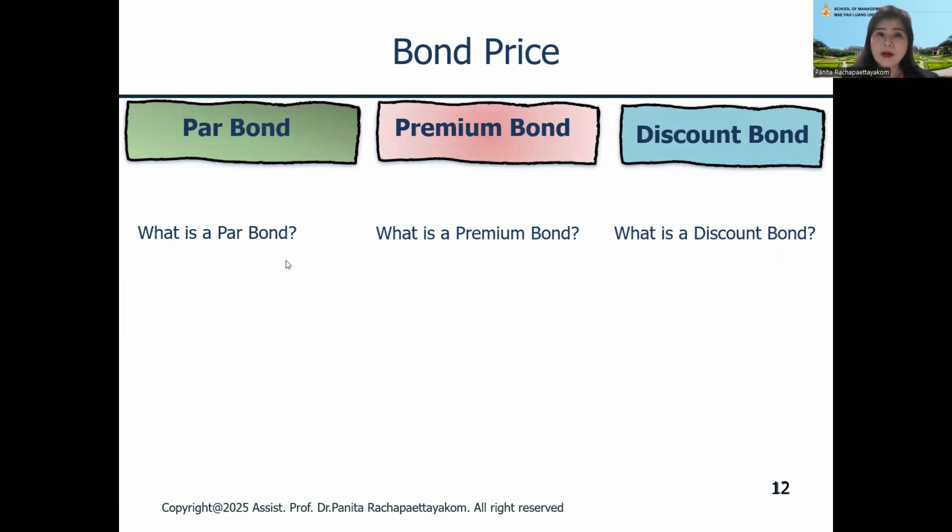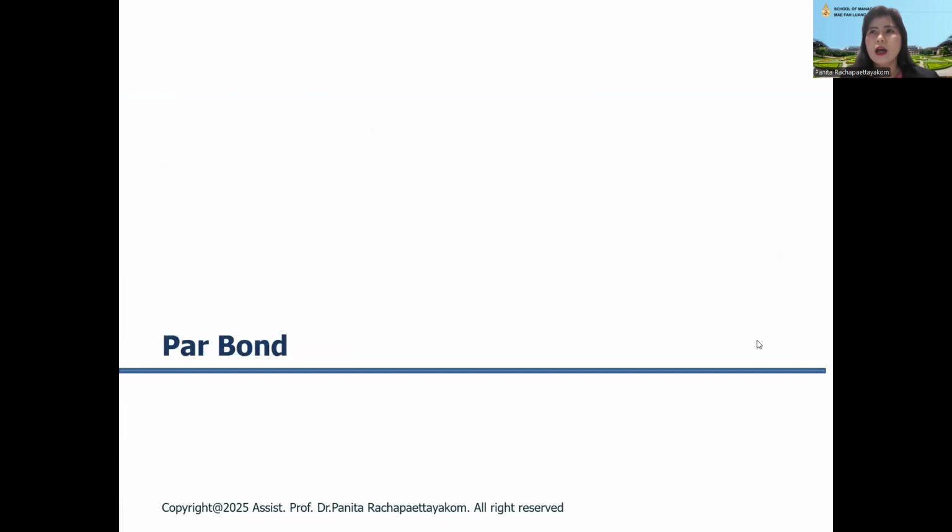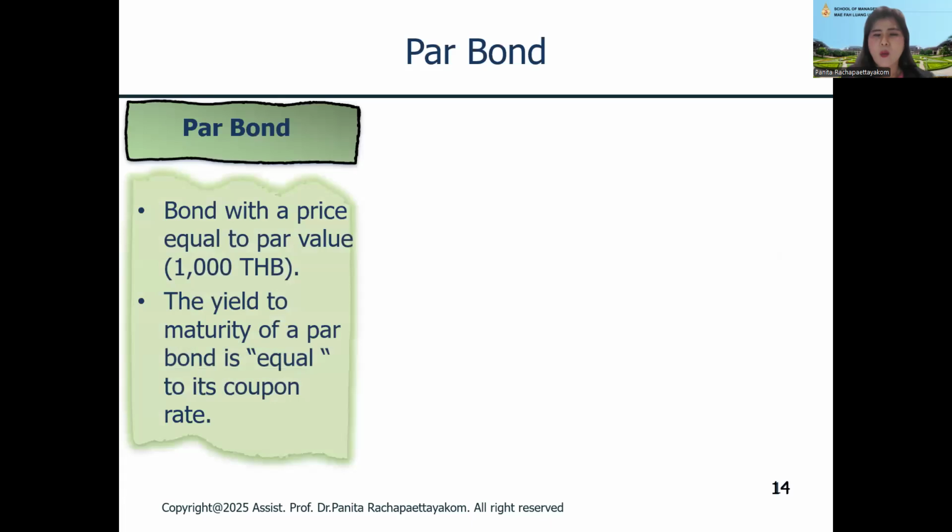What is a par bond? What is a premium bond? What is a discount bond? Let's see. I will introduce you firstly to the par bond. What is the par bond? Please imagine that you buy a bond at par, at the face value, at 1,000 Thai baht. We call it a par bond.